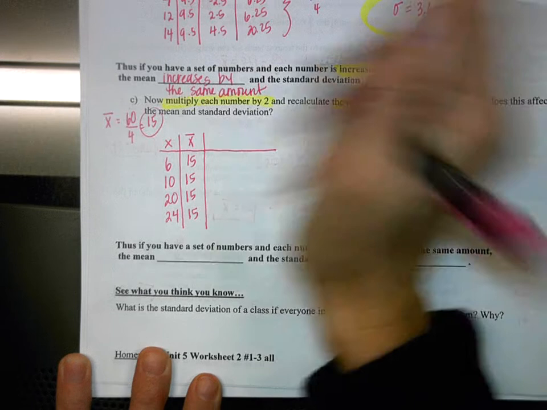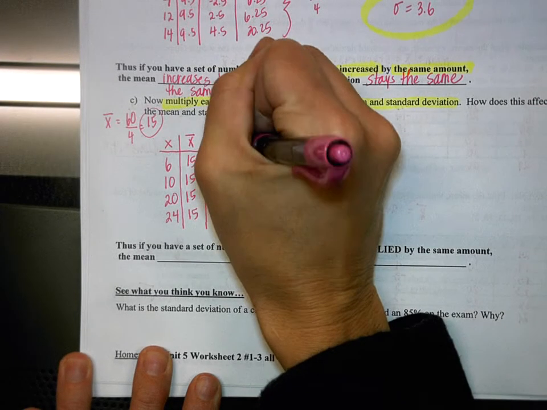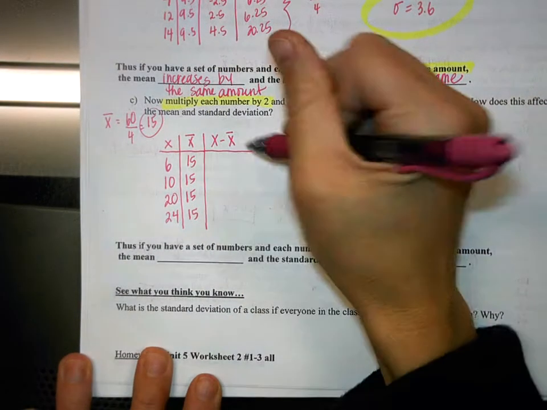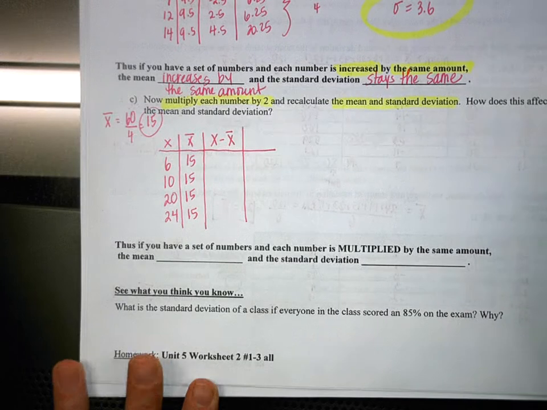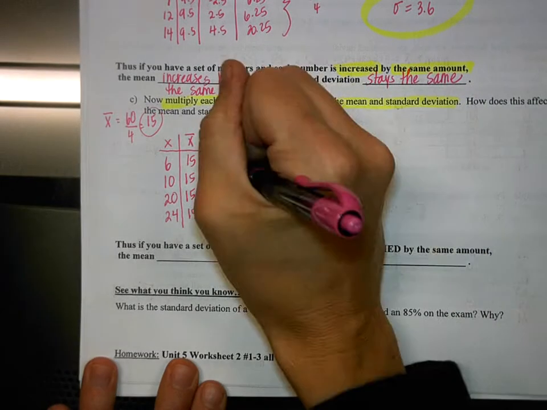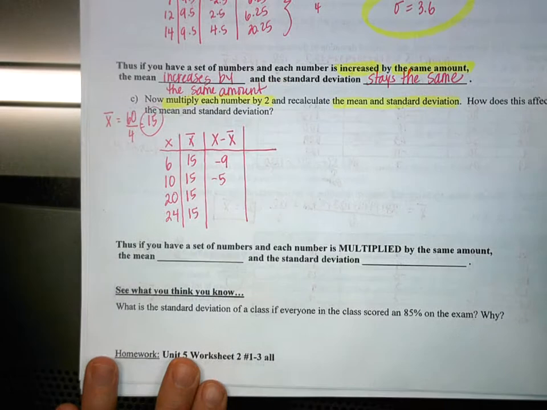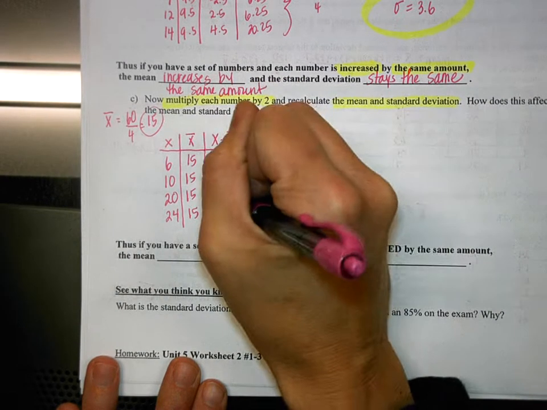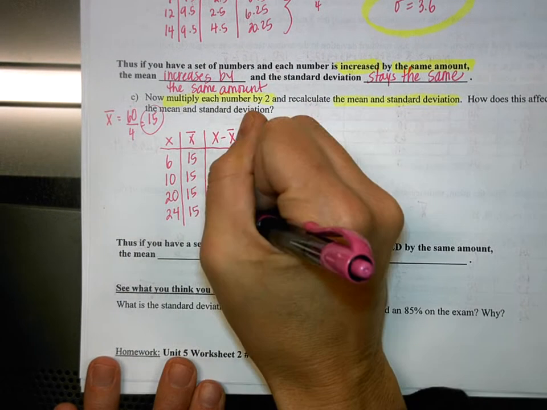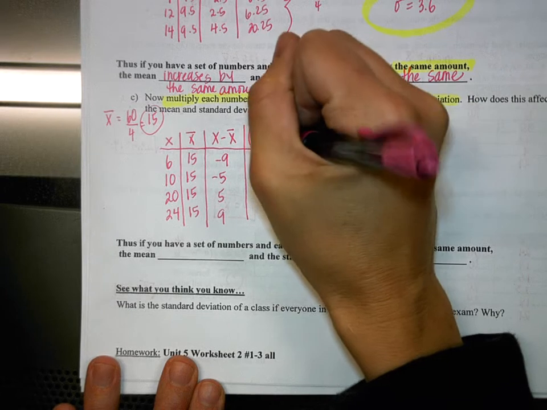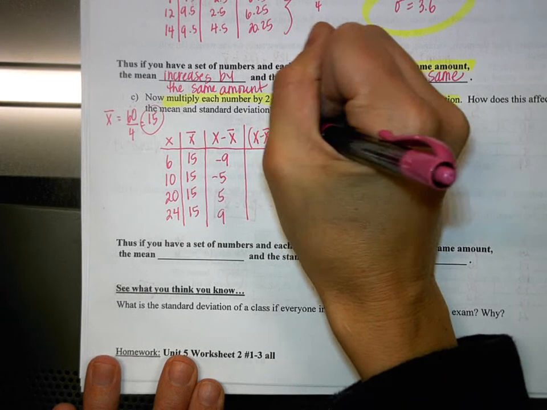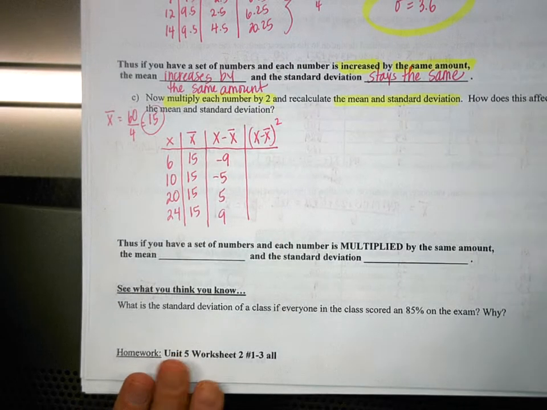Subtract them. X minus X bar. And so 6 minus 15 is negative 9. 10 minus 15. 20 minus 15. And then 24 minus 15. 9. Good. And then what do I do? Very good. We square each of those pieces of data.